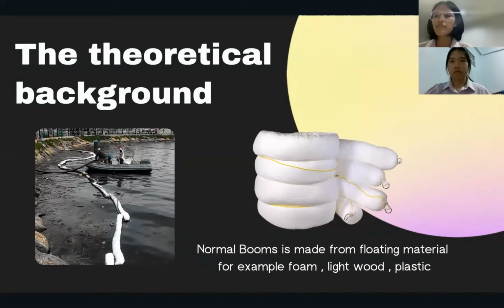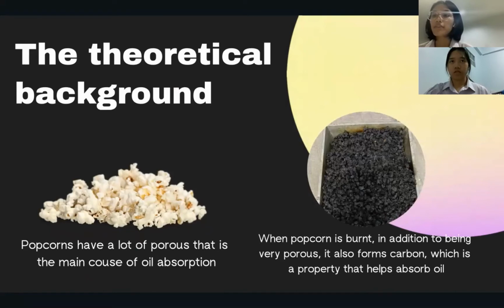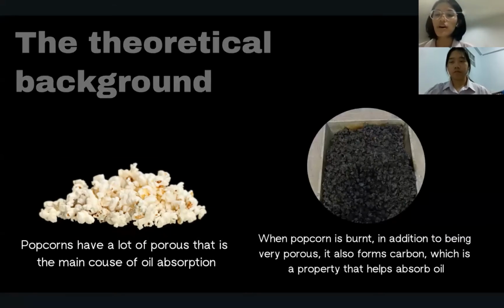This is the picture of normal booms that people use nowadays. Most of them are used to contain oil and block dispersion, and are made from floating material, for example foam, wood or plastic. Popcorn has a similar feature to foam. It has a lot of pores, which is the main cause of oil absorption. Moreover, when it's burned, the pores increase further. Then the carbon in popcorn is a property that helps absorb oil.